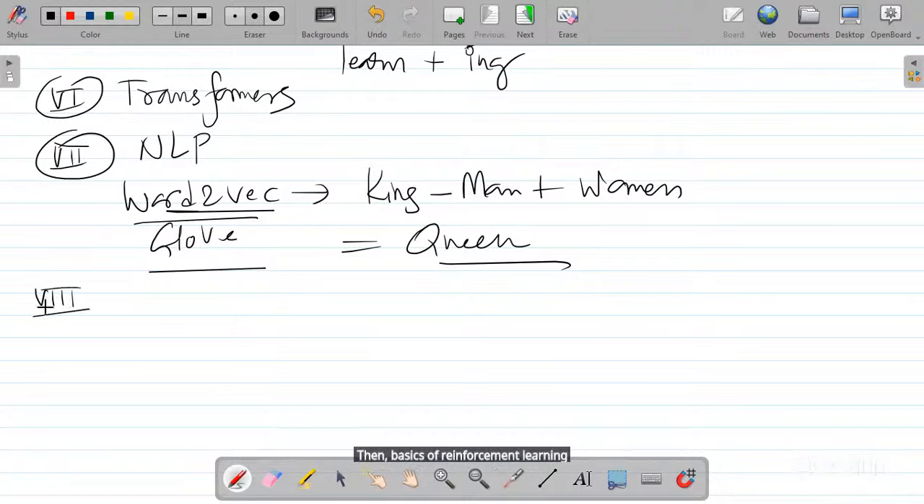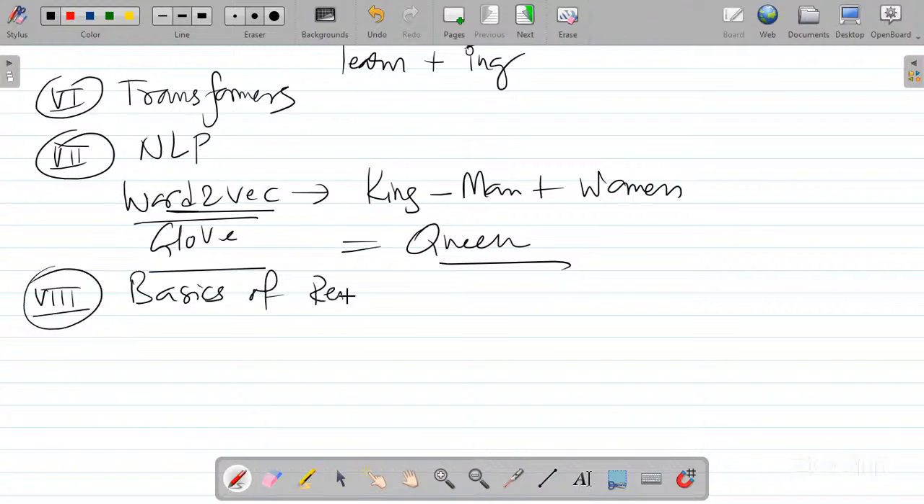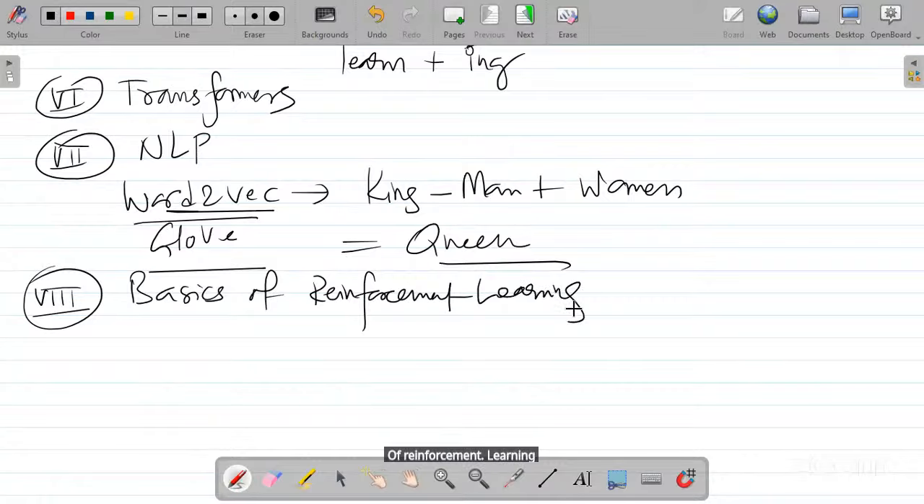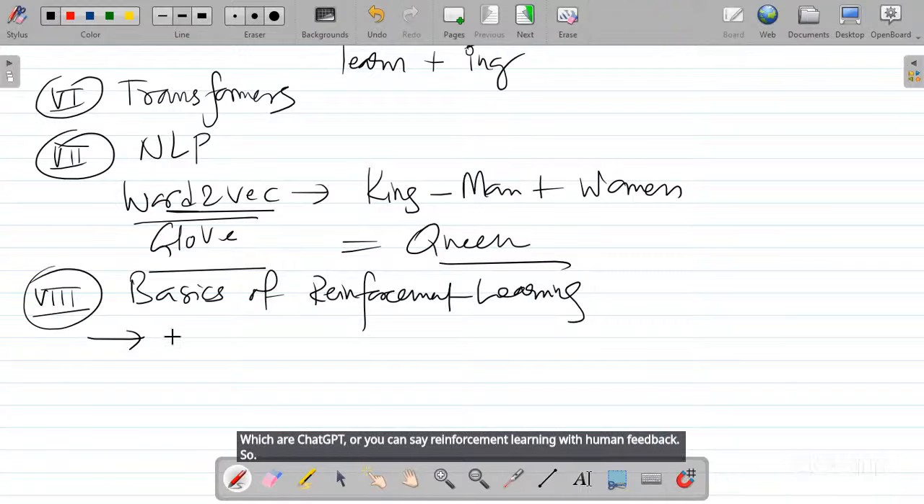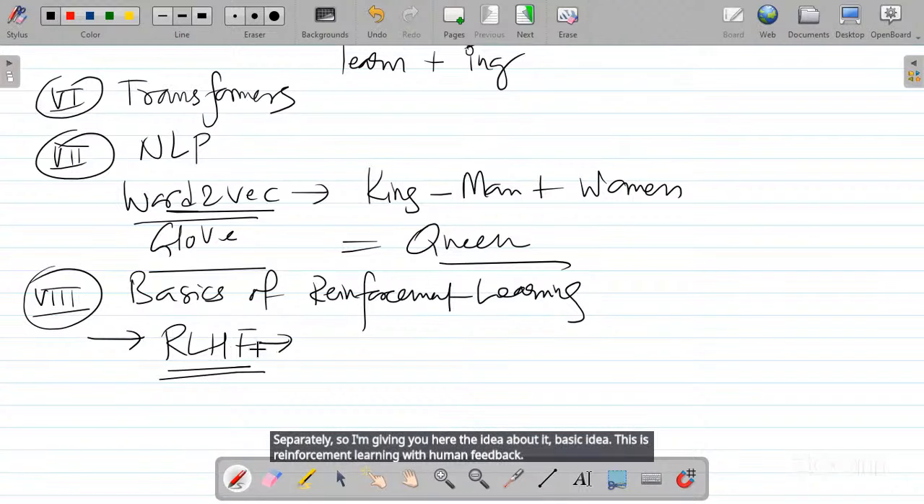Then basics of reinforcement learning. That is your eighth particular block, that is basics of reinforcement learning. Why we require this reinforcement learning here? Because your large language models, which are ChatGPT, use reinforcement learning with human feedback. So as I said, I will explain that RLHF separately. So I am giving you here the idea about it, basic idea. This is reinforcement learning with human feedback, right?